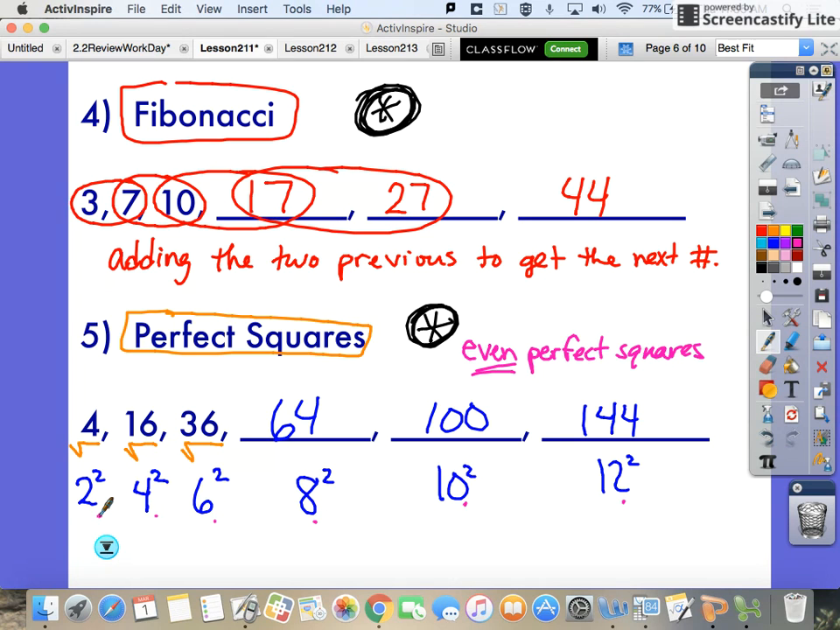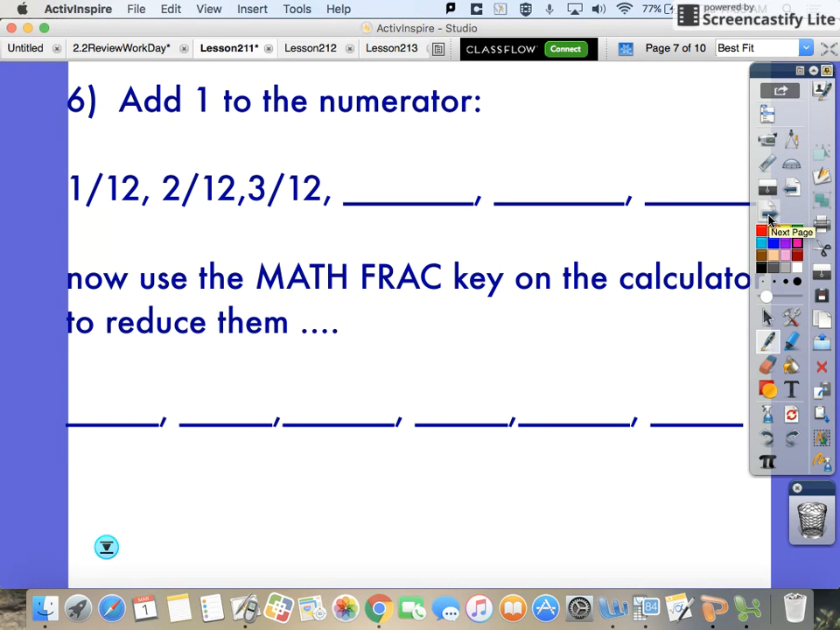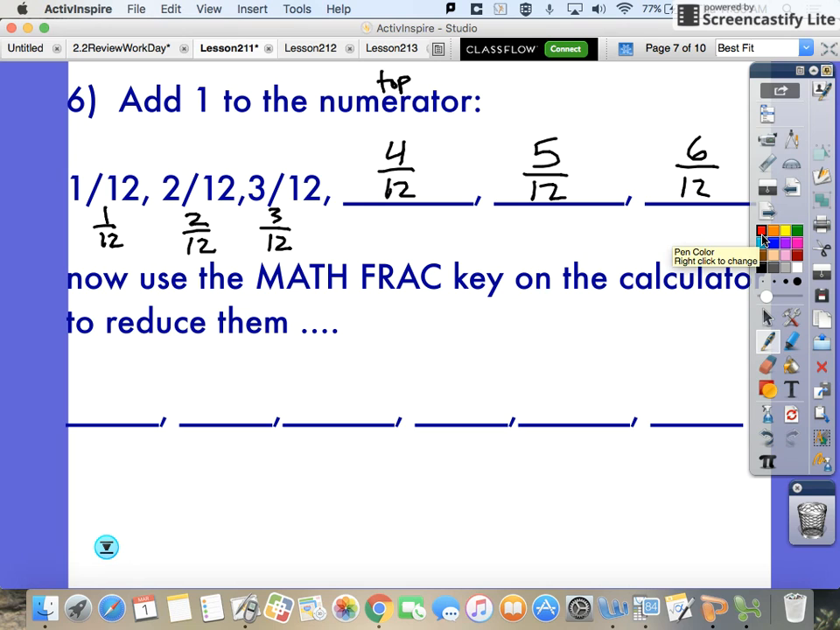All right. The next one says add 1 to the numerator. Numerator is the top. Remember, numerator is the top. So we've got 1/12. It's like this. This one's 2/12, 3/12. You just can't put the line flat when you type on Microsoft. So this is like 4/12, 5/12, and 6/12. Now, you need to reduce these.